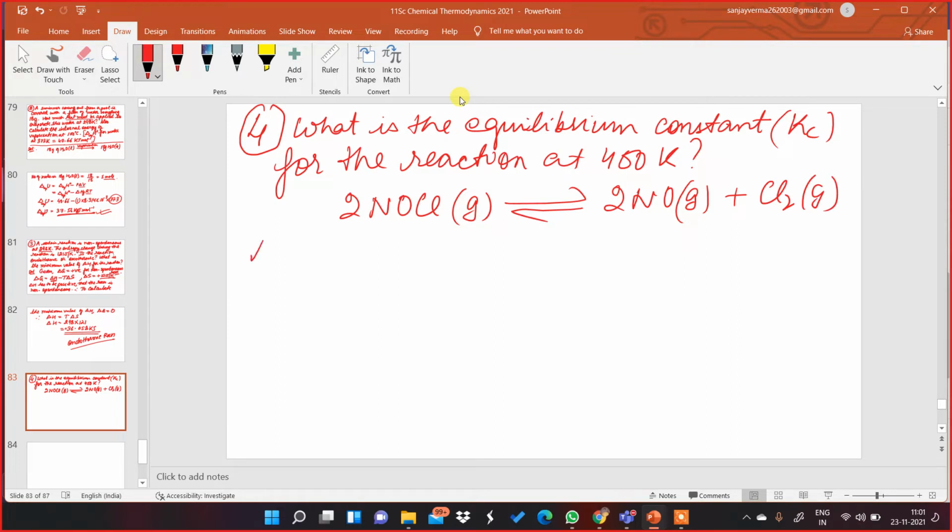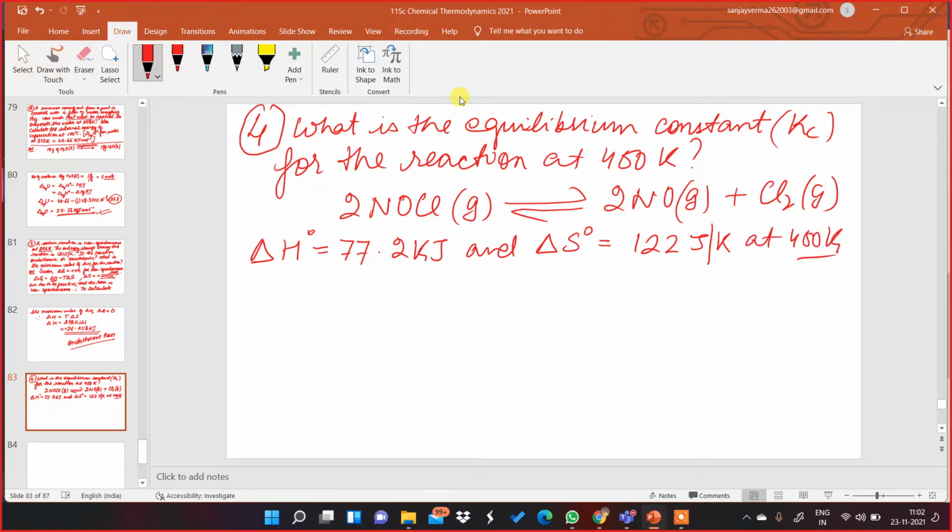And delta H, the enthalpy change, is given as 77.2 kilojoules, and standard entropy change is given as 122 joules per Kelvin. The temperature is of course 400 Kelvin. Okay, this is given. Now for this question, we have to find the equilibrium constant. To get the equilibrium constant, first we have to get delta G. So we have to use what over here? The Gibbs-Helmholtz equation.